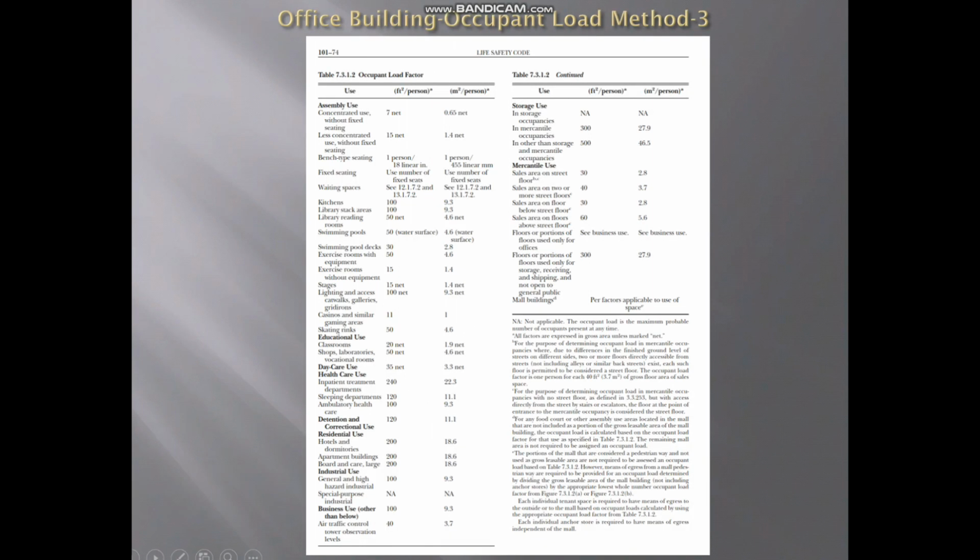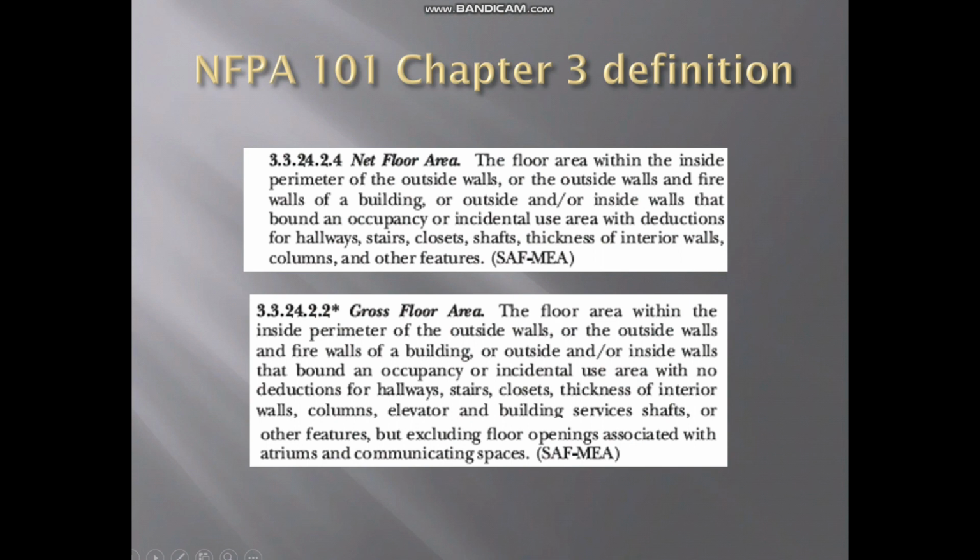Okay, the third method. In the third method it is based on NFPA 101. Here also you can see the same concept of net and gross. Whatever the item seems like empty, it is the gross consideration, and for the net they have given the net arrangement, for the different application. Here also you can see the definition.